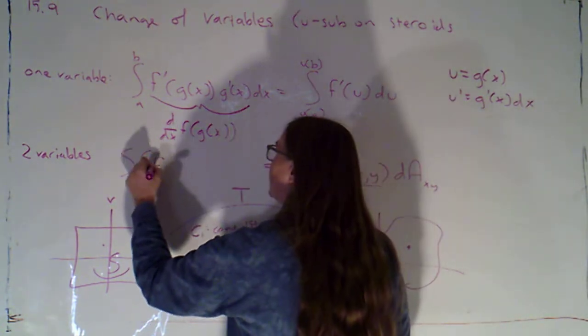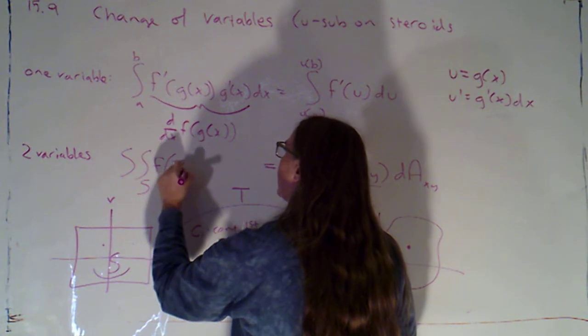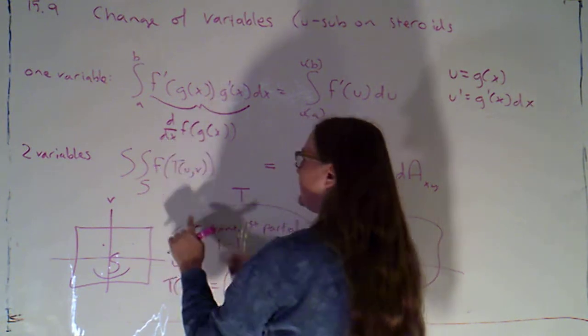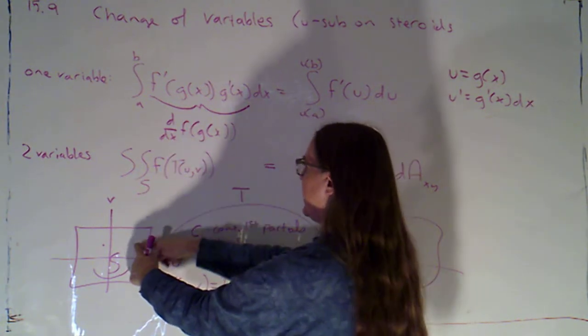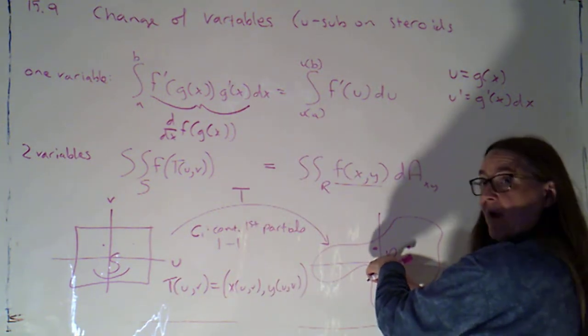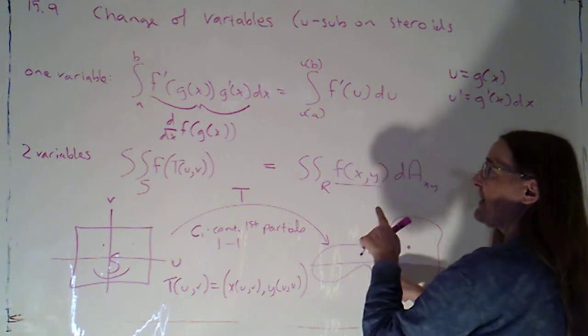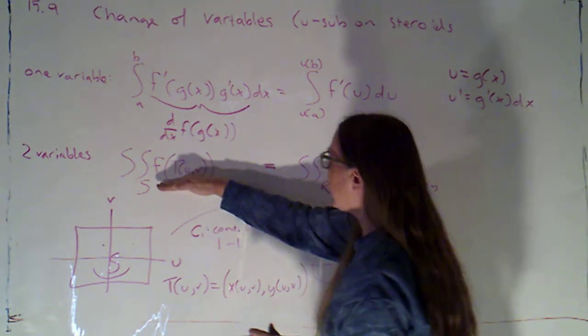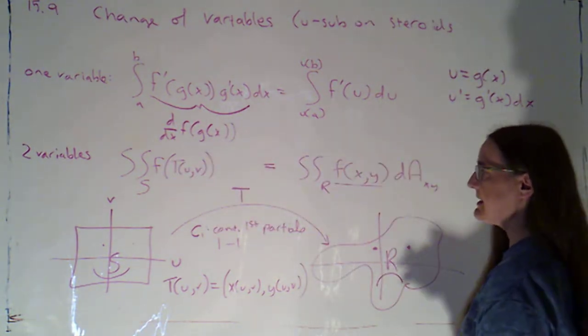So my height would be f evaluated at T of (u, v). I take a point (u, v), I plug it into T, that gives me a point in the xy plane in R, and then I plug that in to get my height. So this height is going to be the same as this height, okay?